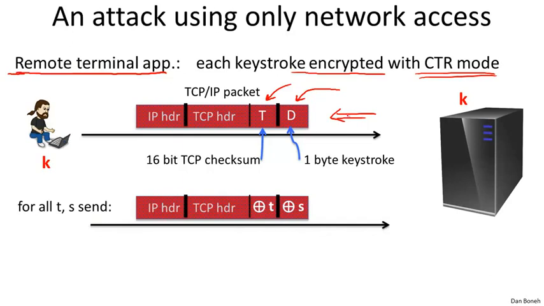What he's going to do is XOR the encrypted checksum field with a value T, and XOR the encrypted data field with a value S. And he's going to do this for lots and lots of T's and S's. Now remember, a property of counter mode is that if you XOR the ciphertext with T, after decryption, the resulting plaintext is also XORed with T. Similarly, if you XOR the encrypted data with S, after decryption, the resulting decrypted data will also be XORed with S. Now, the server is going to decrypt this modified packet, and the resulting packet is going to have the checksum XORed with T and the data XORed with S.